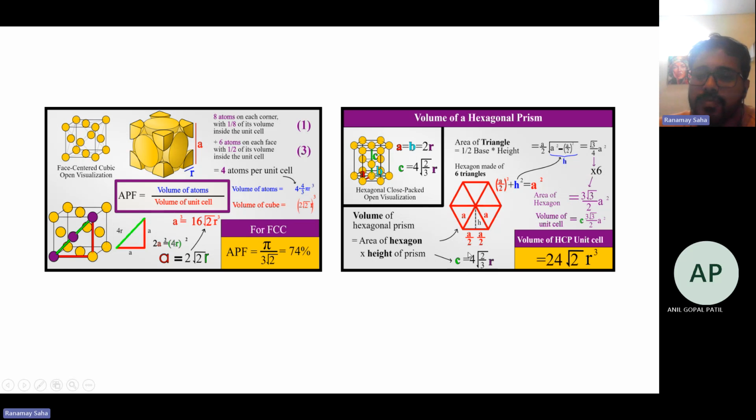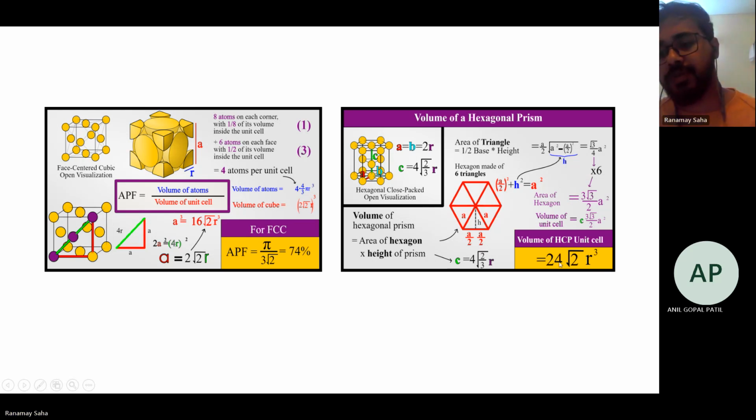c can be found out to be 4 root 2 by root 3 R. The total volume of the HCP unit cell becomes 24 root 2 R cube.